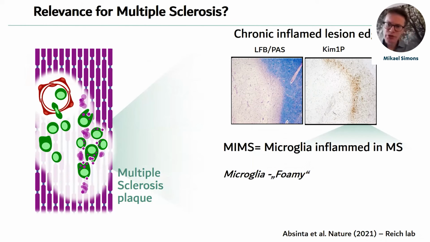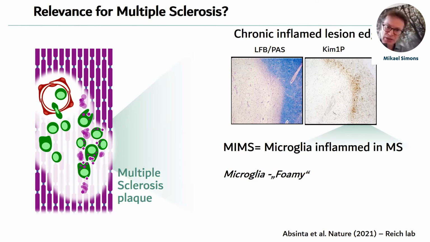So Daniel Reich used MRI of autopsies to identify chronic active lesions. I mentioned these were the worst type of lesion because you still have persistent inflammation in this lesion at the edge, and they correlate with progression. Now we did single nuclear sequencing of individual cells in this lesion edge and identified that these cells are microglia, and he called them microglia inflamed in MS because they were inflammatory activated. And in addition, lipid genes were upregulated, therefore they called them microglia foamy.